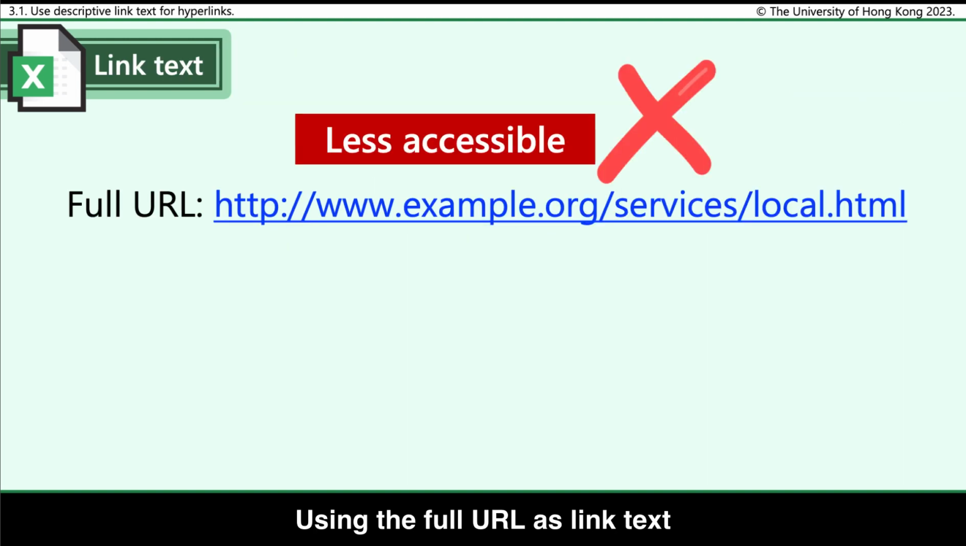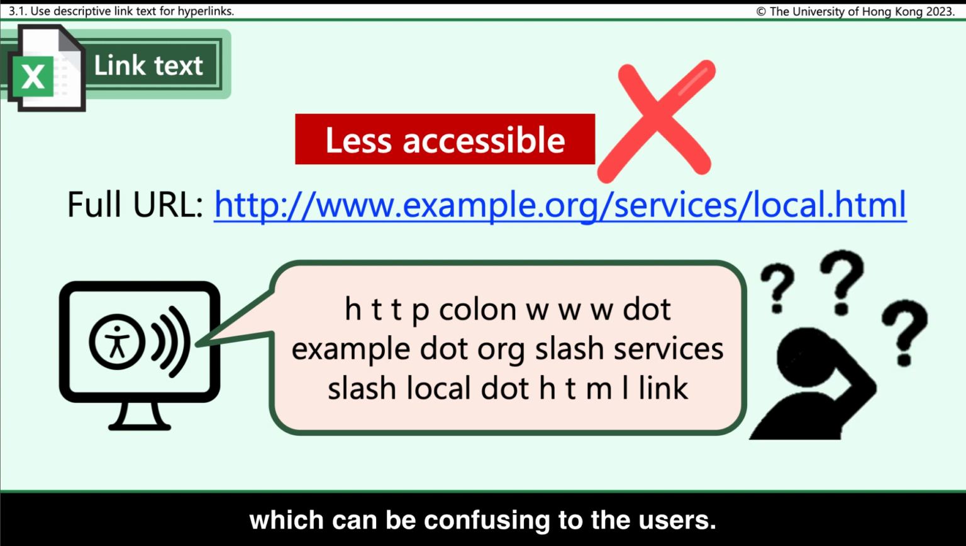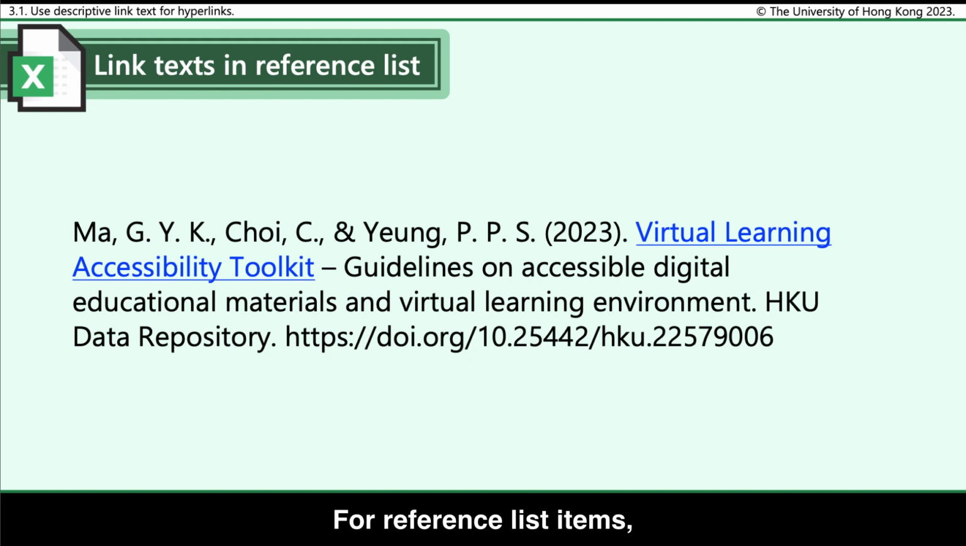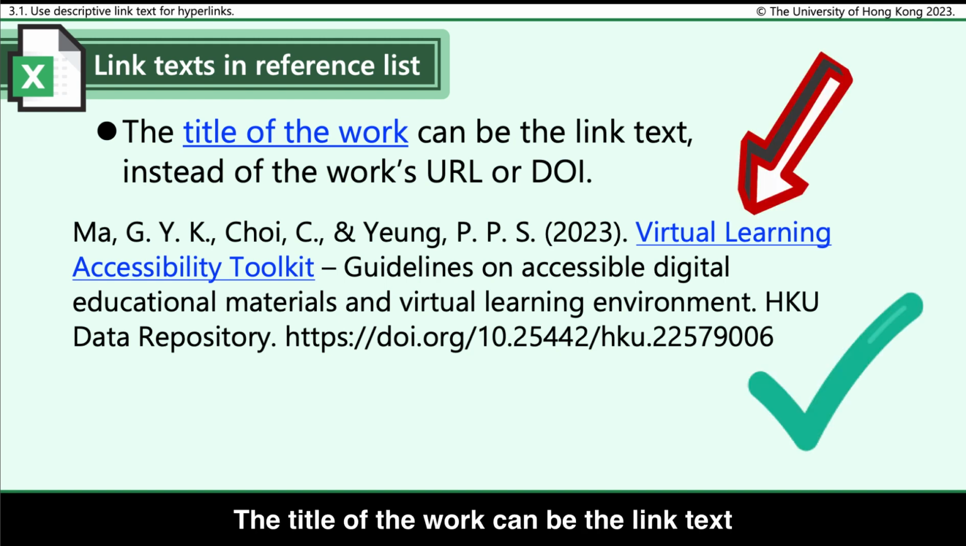Using the full URL as link text would make screen readers read aloud every single character of the URL, which can be confusing to the users. Embed the short URL, if possible, to keep the link text concise. For reference list items, the work's URL or DOI may be retained for users' information. The title of the work can be the link text under these situations.